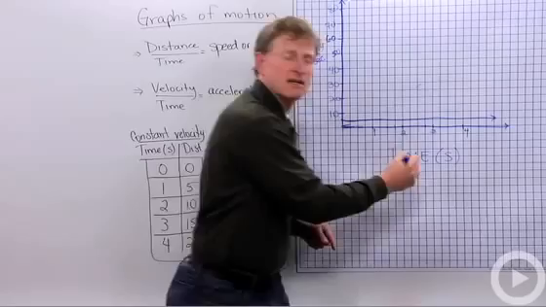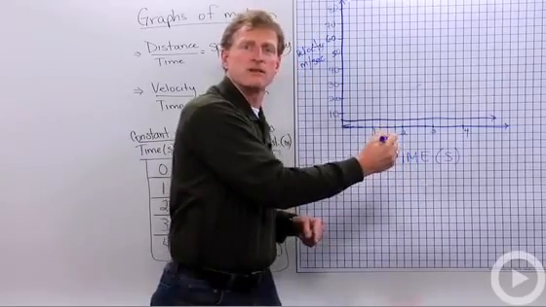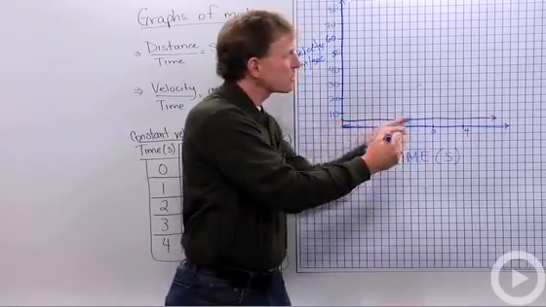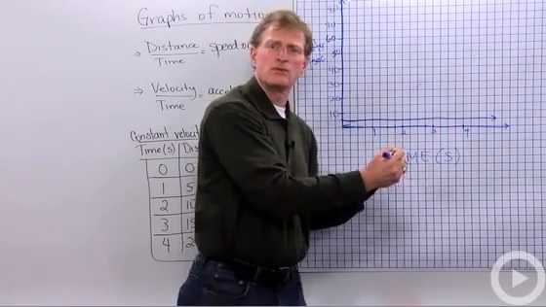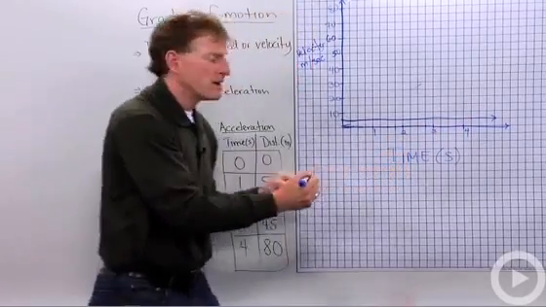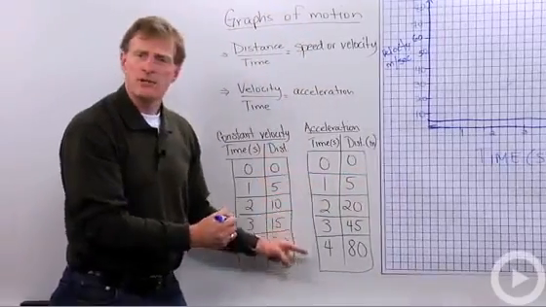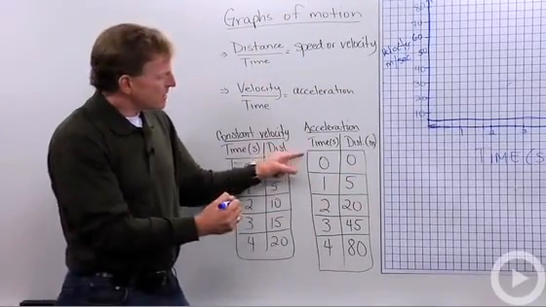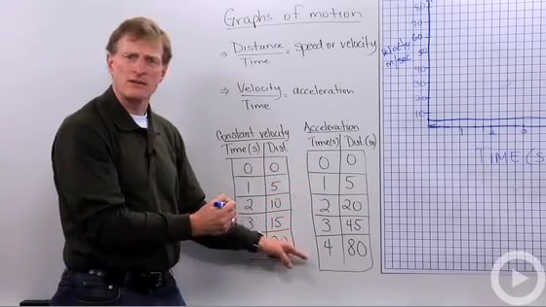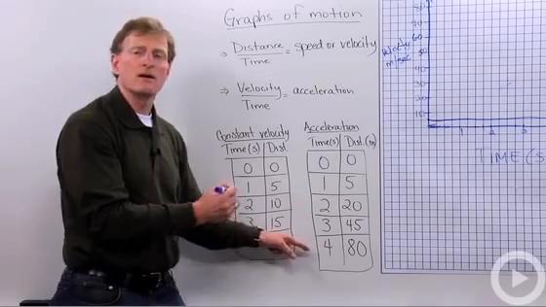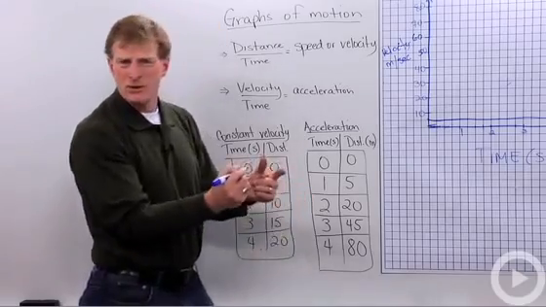The velocity does not change. So in this case, the slope, the acceleration, is 0. I have a constant velocity which equals 0 acceleration. Okay? Now let's look at the falling object. Okay? Here I've got the velocity increasing, right? But the acceleration is constant. The acceleration again is 9.8 meters per second squared, which is almost 10.